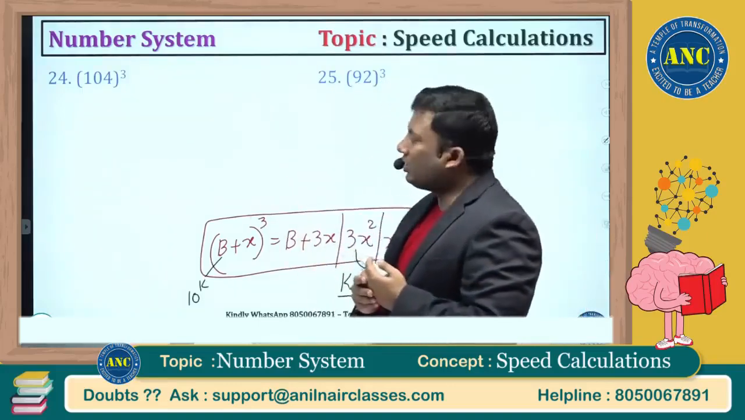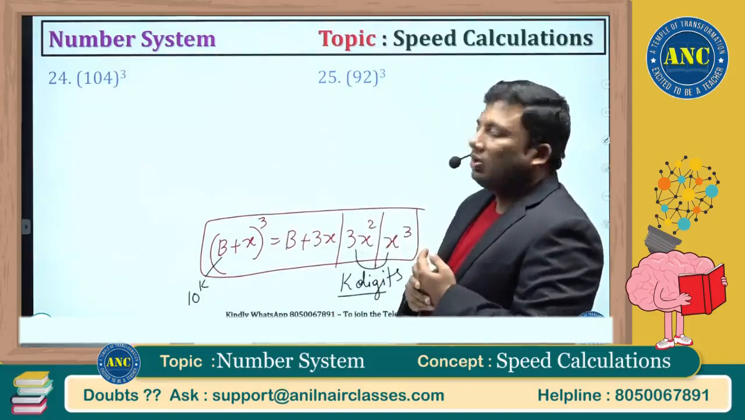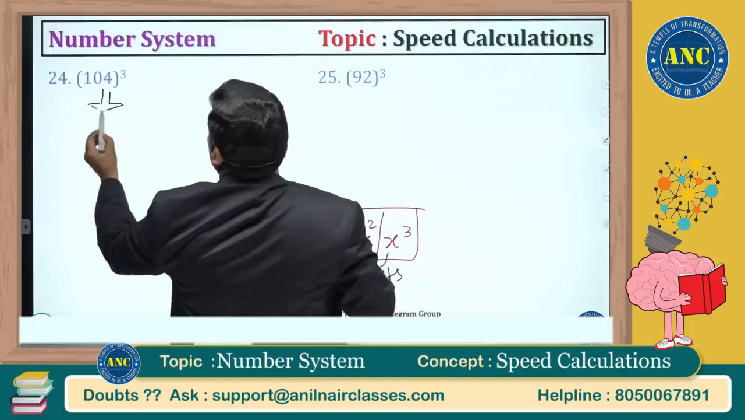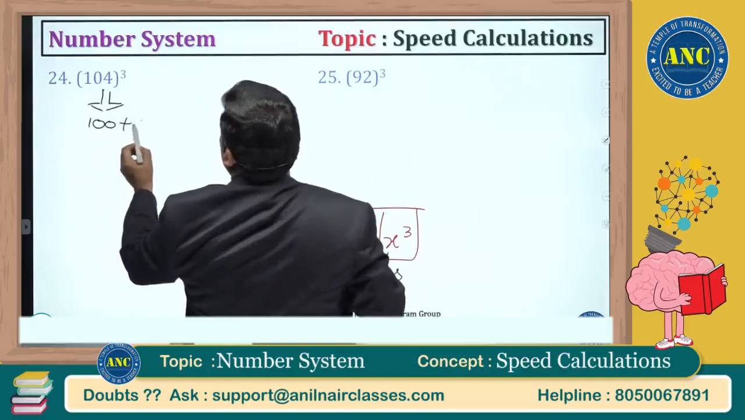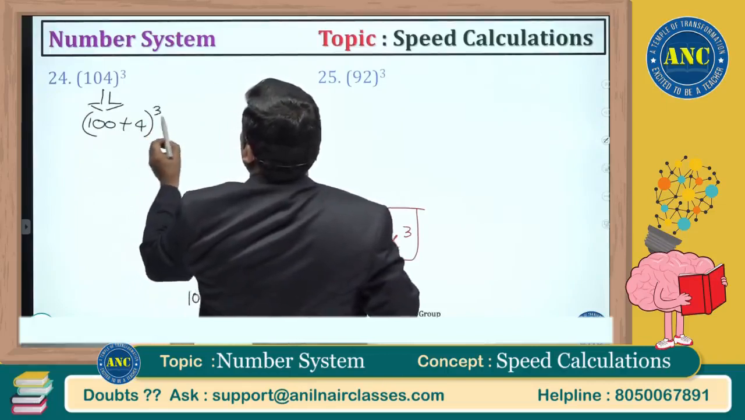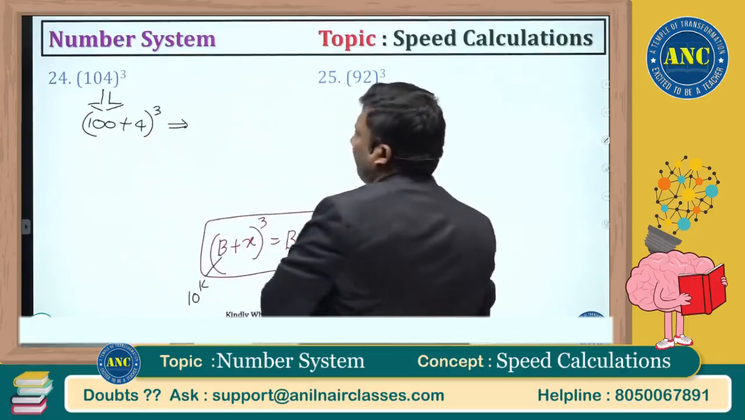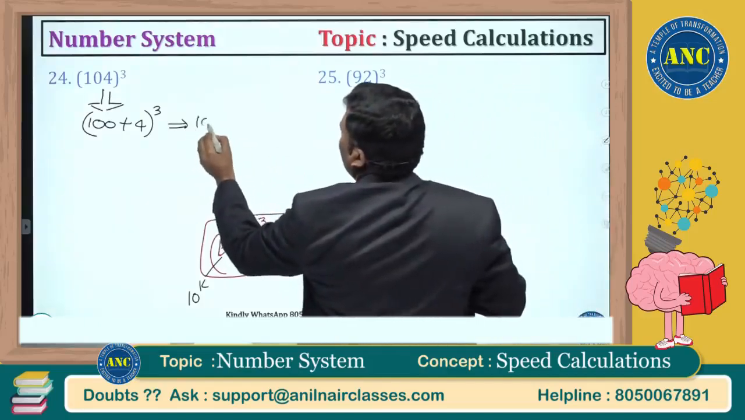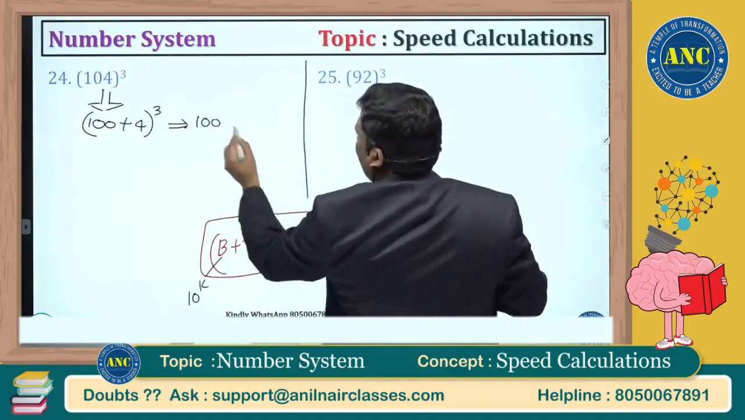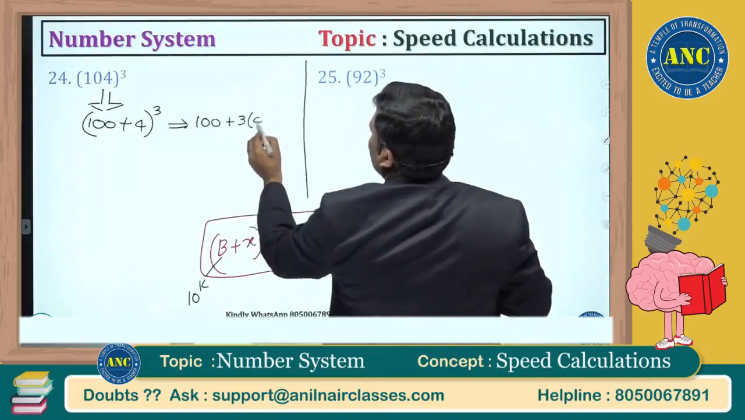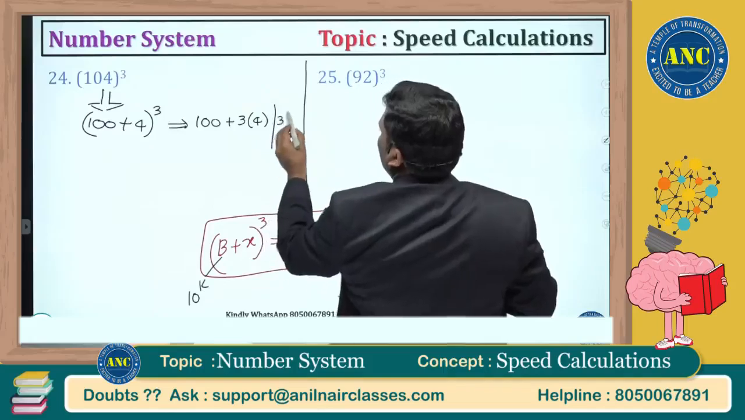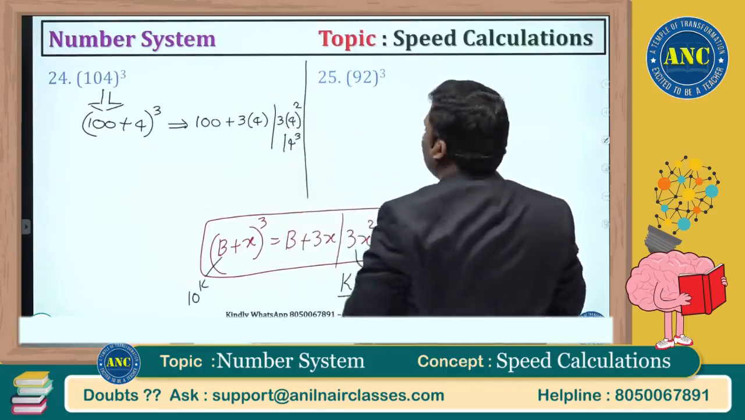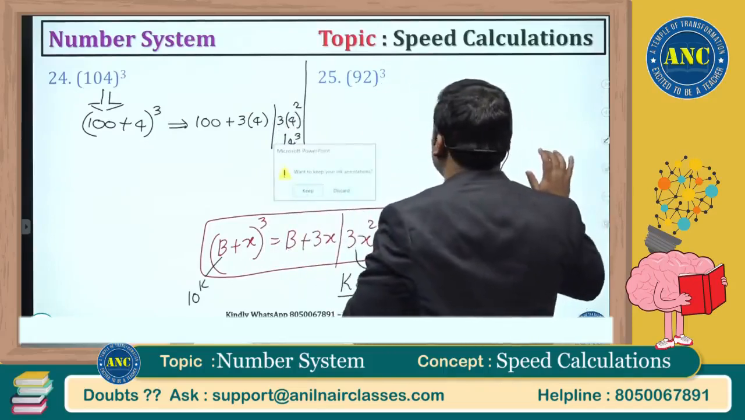Easy question on the left hand side. A new learning from 25th question. 104 power 3. Is it just greater than 100? Yes. It is (100 plus 4) power 3. (b + x) power 3. So this will become b plus 3x. Next it is 3x square. And next it is x cube.